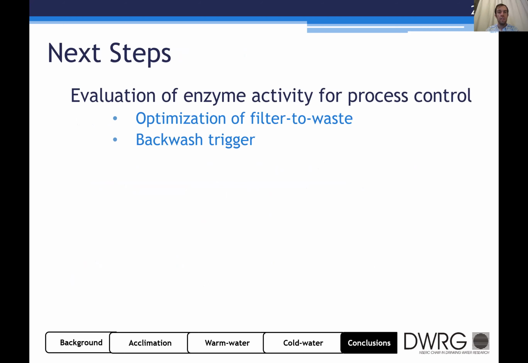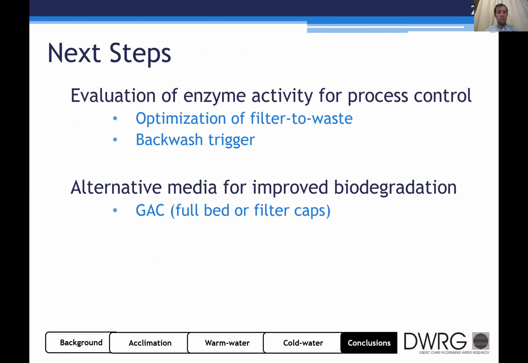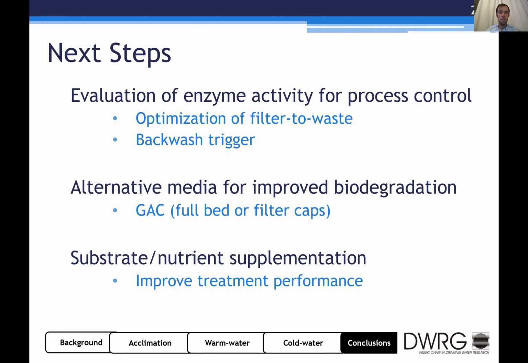Next steps, we'd like to evaluate enzyme activity for process control, see if we can find a way to optimize filter performance based on enzyme activity, potentially using it to optimize filter to waste or as a backwash trigger. We'd also like to look at alternative media for improved biodegradation, looking at GAC as it's been known to provide some benefit to biodegradation in terms of an adsorption or biological regeneration of adsorption sites. And finally, substrate or nutrient supplementation. This is a relatively nutrient limited water source, low carbon, low nitrogen, low phosphorus loadings. So perhaps there's some potential benefit to adding some of those.